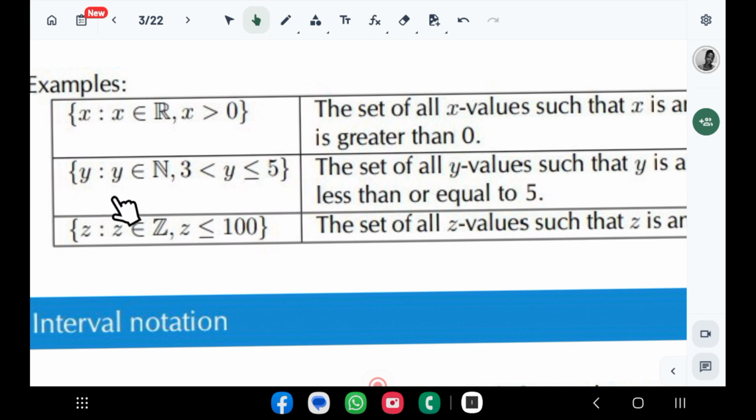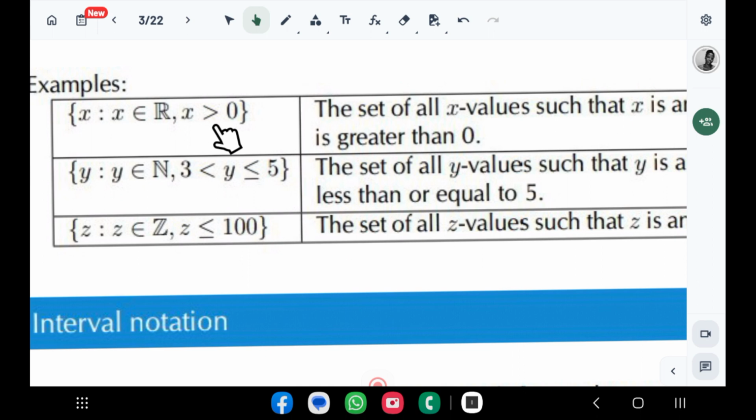Number 2 says y maps, y is an element of natural numbers. Remember, your natural numbers are numbers that you can use to count. If a baby can see it and they can count it, 1 cow, 20 cows. You cannot count negative cows. You cannot count 0 cows. There's no cows. Those are your natural numbers. That is a set of natural numbers between 3 and 5, including 5 but not including 3.